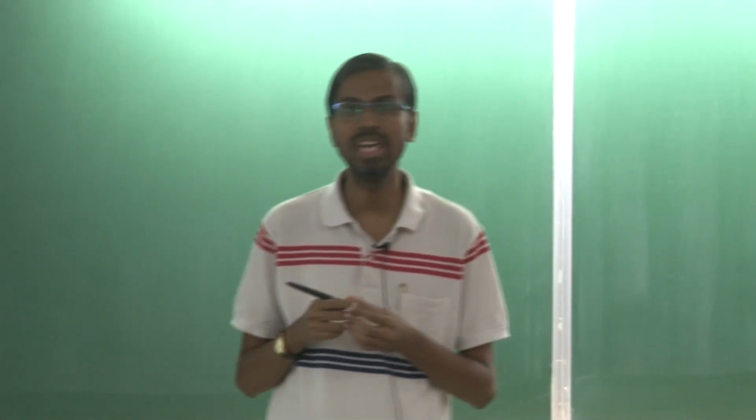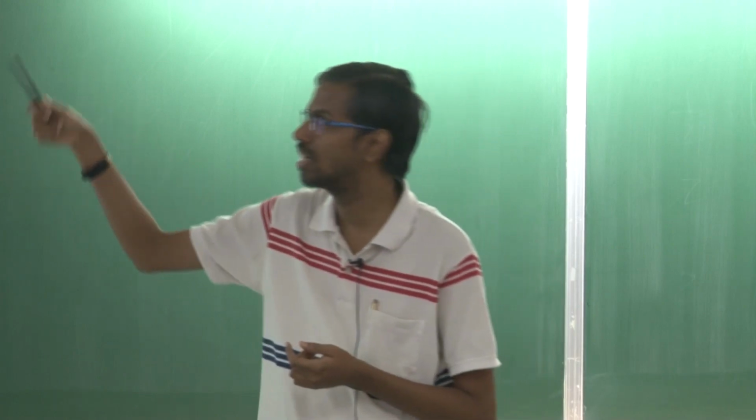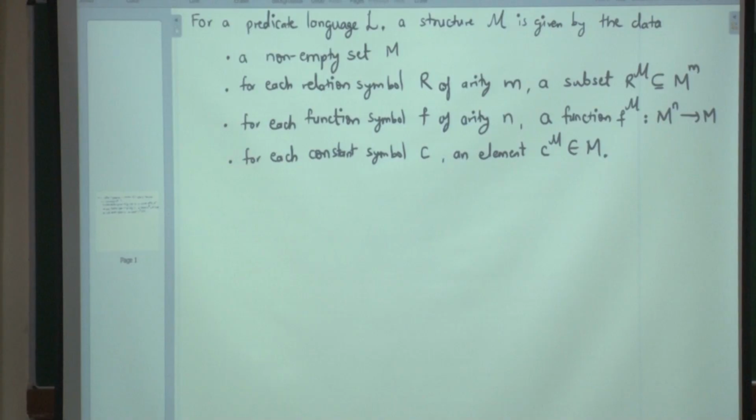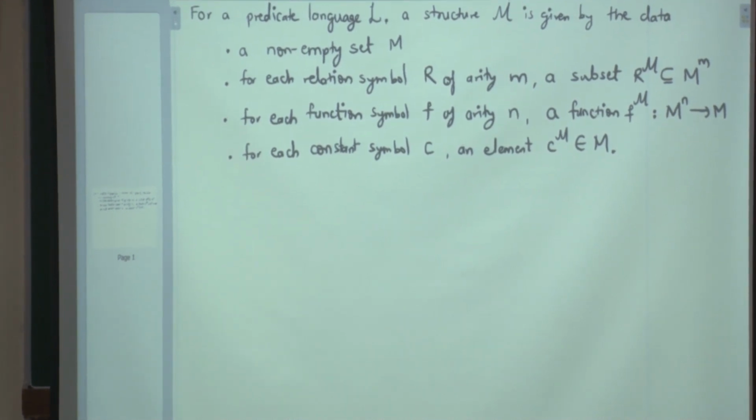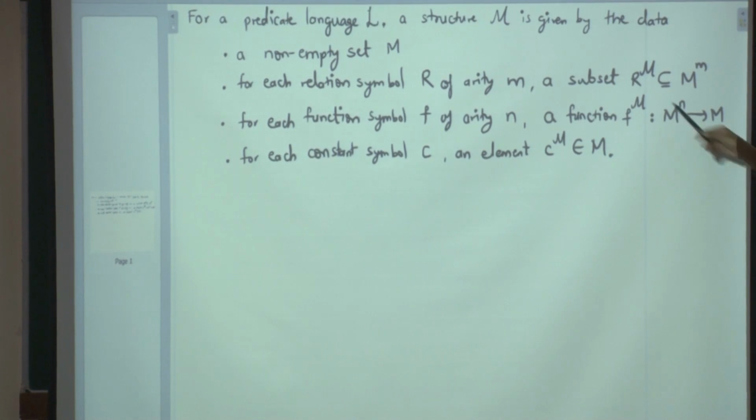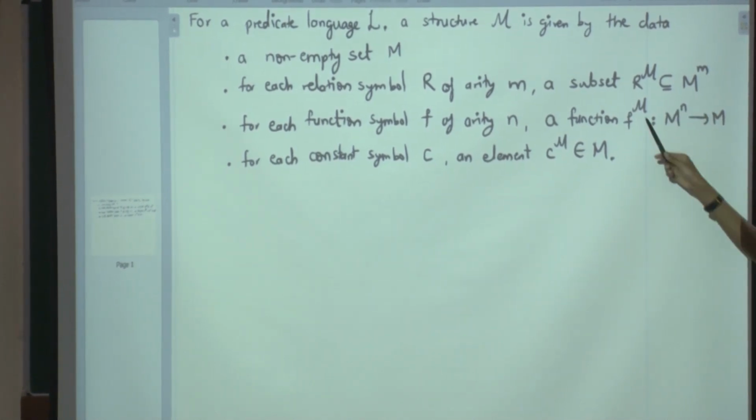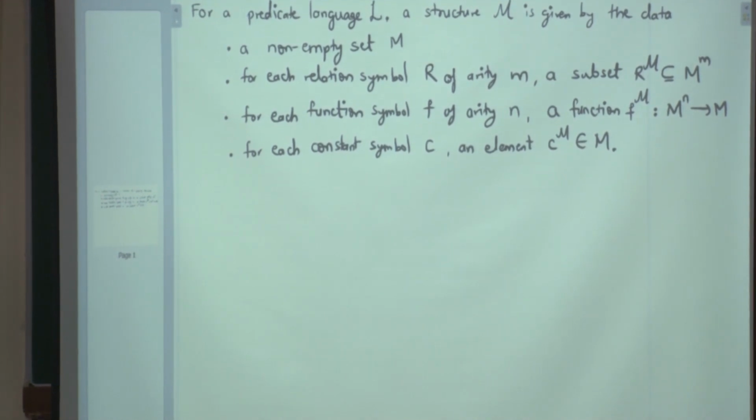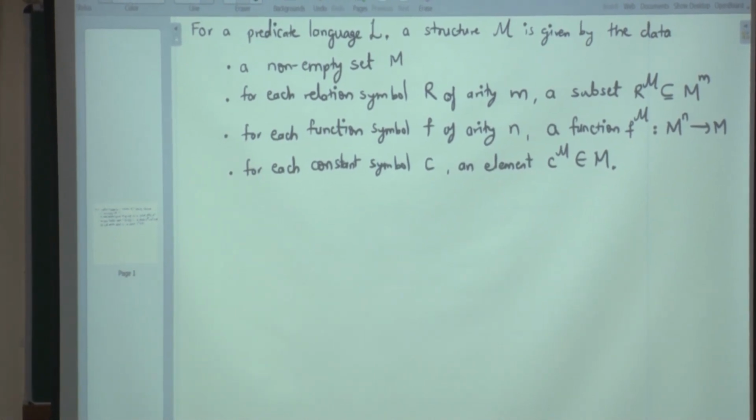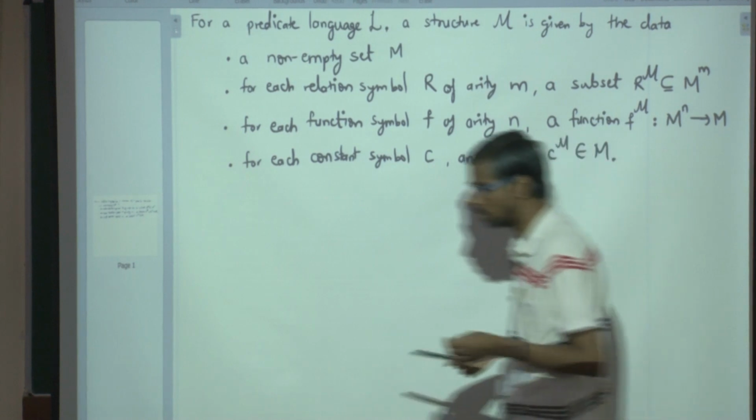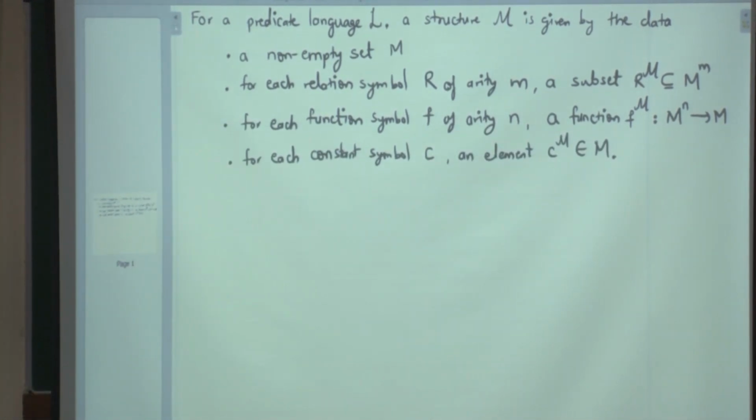Okay, let's begin. So we are looking at predicate logic. We have looked at the definition of structures. I have just written that definition down on the screen so that you remember that you start with a non-empty universe, and for each symbol in your predicate language you have some appropriate data: a subset of appropriate arity for a relation symbol, a function of appropriate arity for a function symbol, and a specific element for a constant symbol. Okay. So this is the data, and what we are going to do now is look at some substructures.